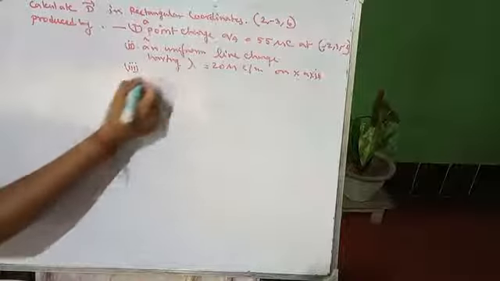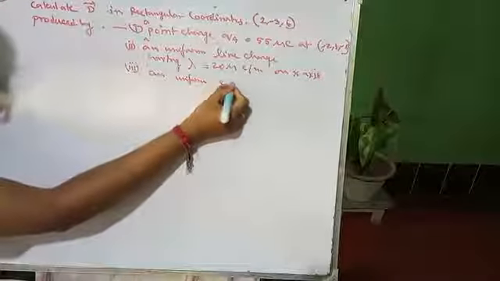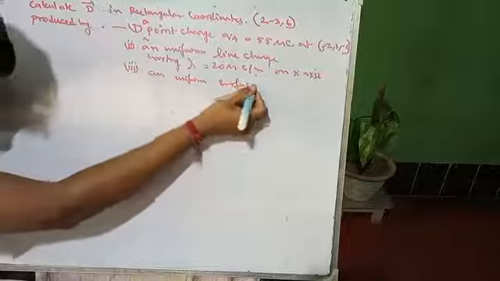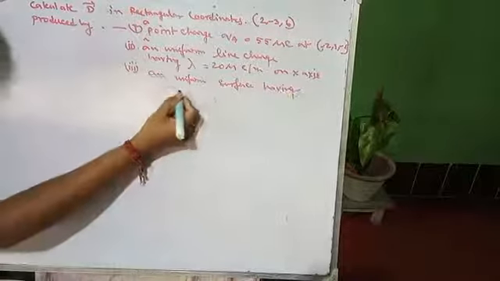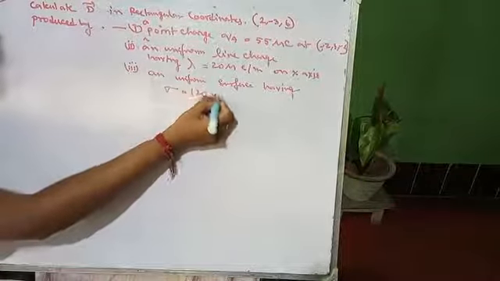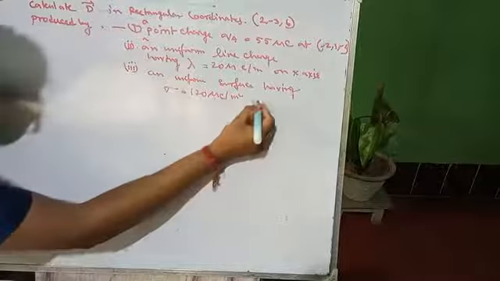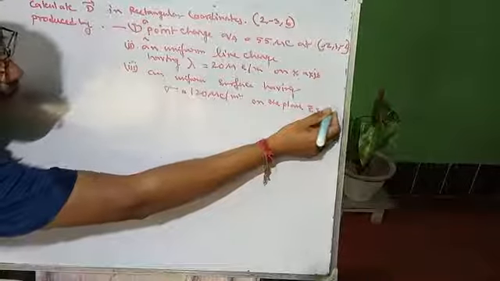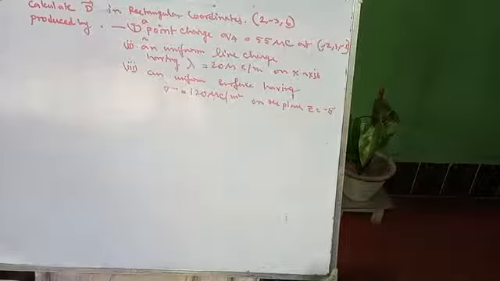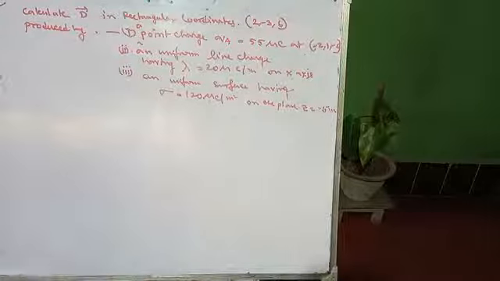a uniform surface charge having sigma equals 120 microcoulomb per meter square on the plane z equals minus 5 meter. So let us start this problem. You have to find the D, that is the flux density.